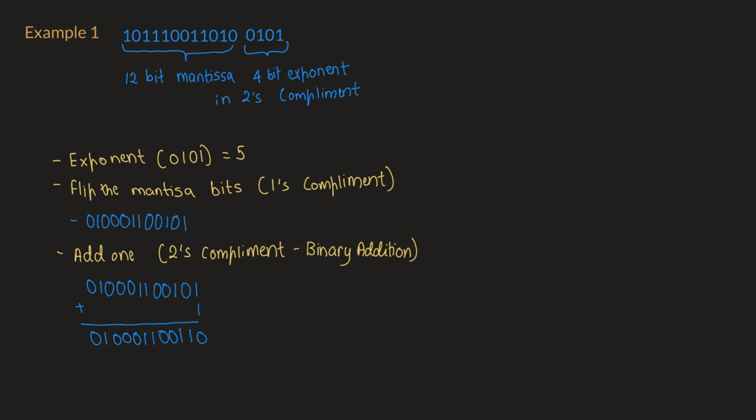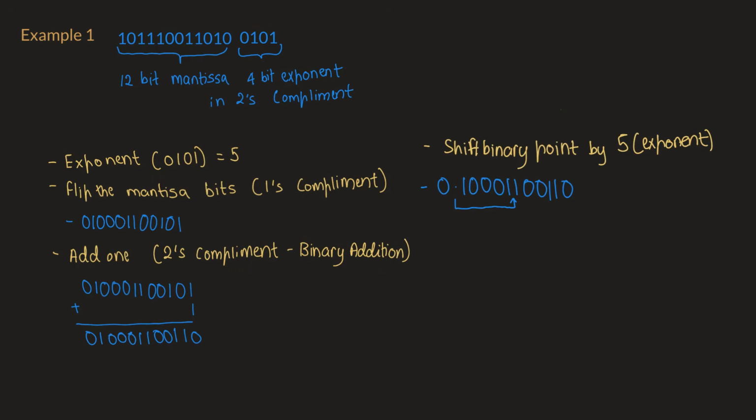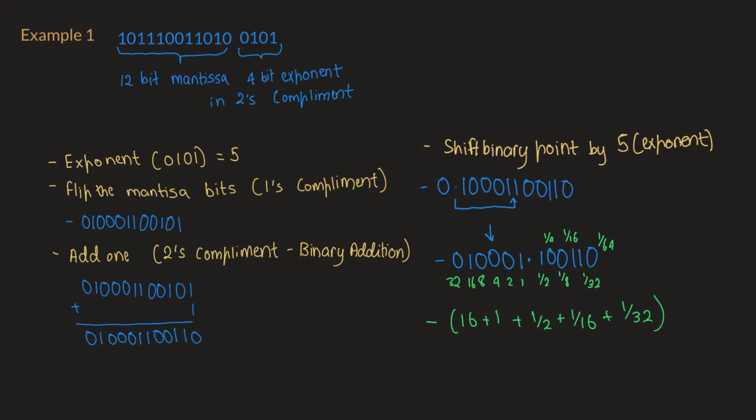Let's shift the binary point now by 5, which is our exponent, and we will get this. If you convert and simplify this, we get an overall minus 16 plus 1 plus half plus 1/16 plus 1/32. Add this all up and we get minus 17 19/32.